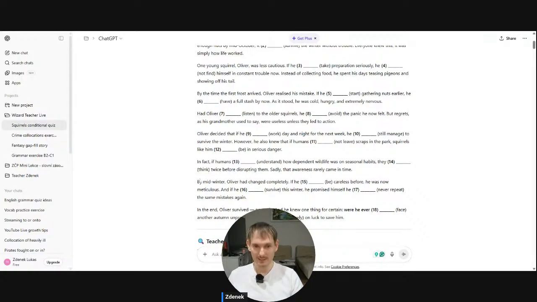Okay, moving on. By midwinter, Oliver had changed completely. Whew. Hang on, this is weird. If... that's weird. By midwinter, Oliver had changed completely. If... the verb is be careless before now. He was now meticulous. What? That is so weird. This whole sentence is so weird. That just doesn't... Okay, I'm just going to put this whole thing there again and ask, are you sure this is even correct?